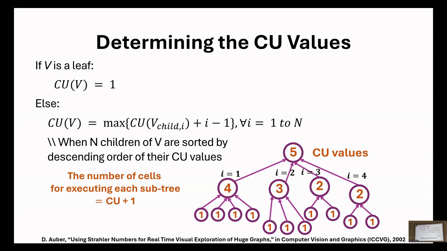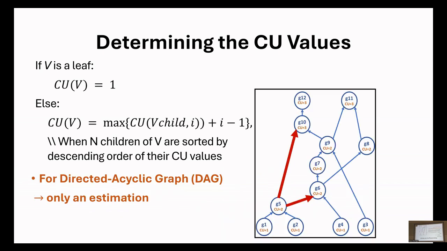So the CU value of each gate represents the number of cells, or the CU plus 1 represents the number of cells that are necessary to execute the subtree. But the thing is that it's accurate only for trees, and we have a DAG. So for a DAG, it's only an estimation. But you can look in the paper, we checked the estimation, and we saw that it's good enough.